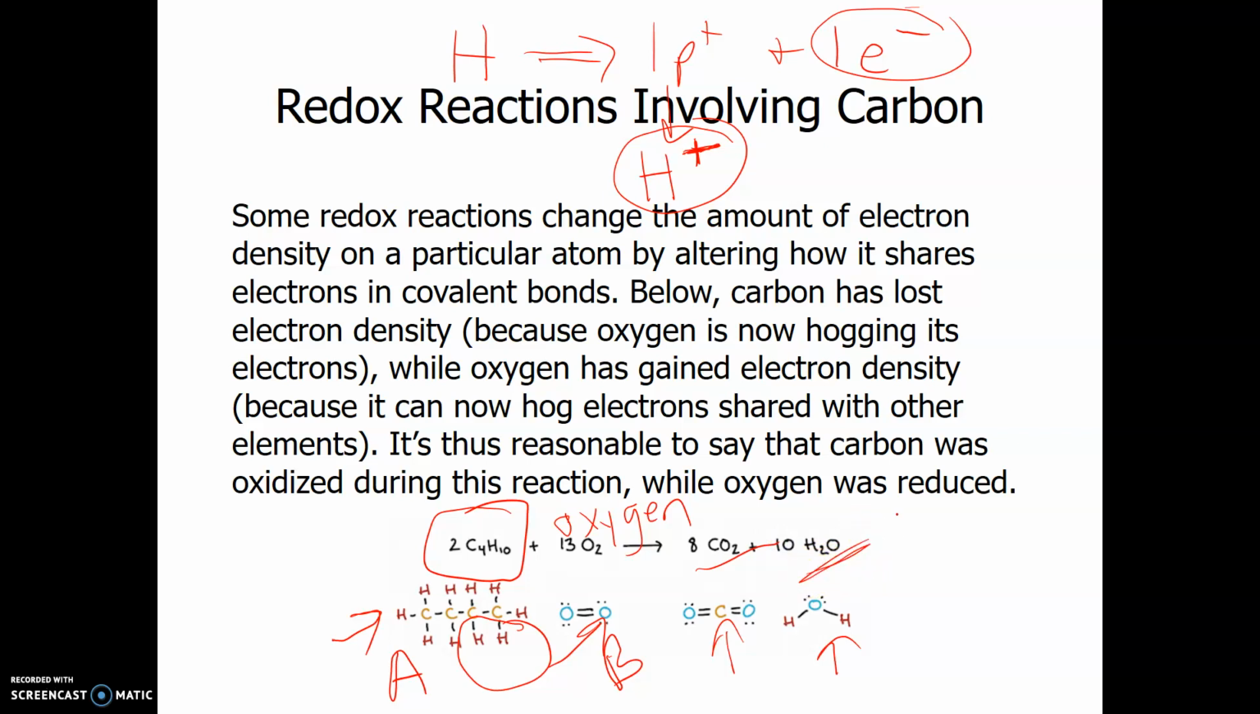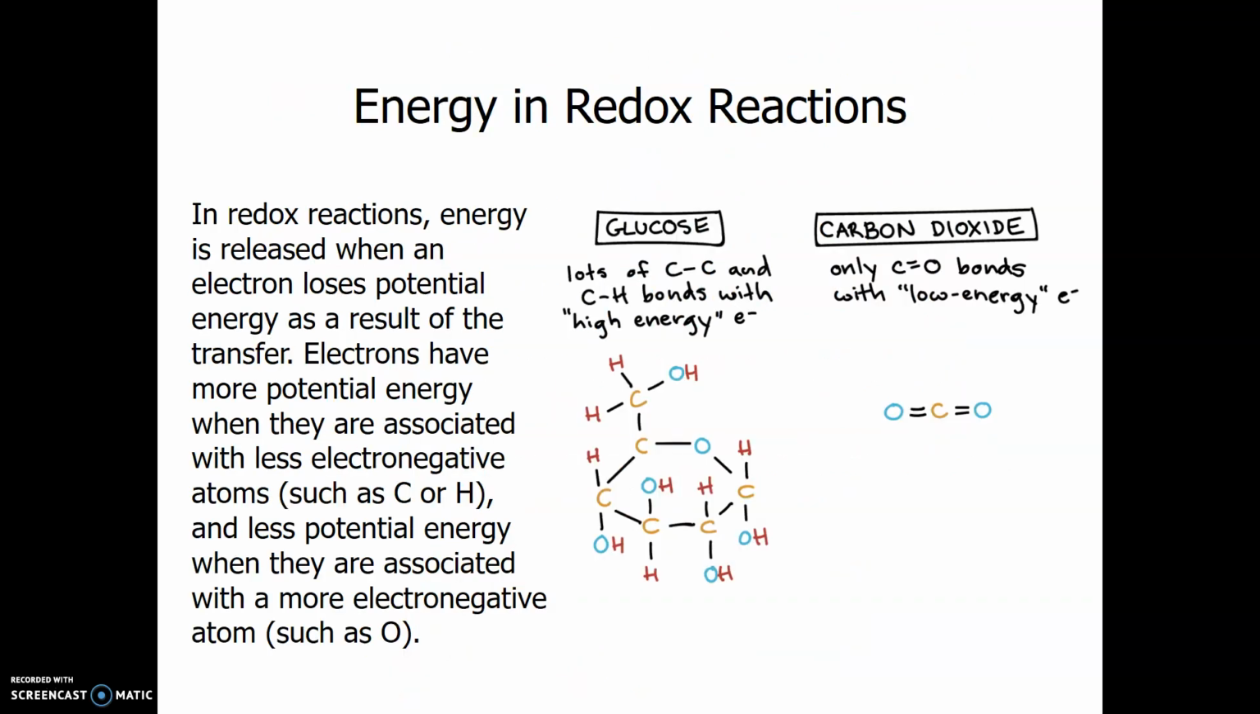So reduced means it's going to gain some of the hydrogen atoms. Okay, so energy in redox reactions. Glucose contains lots of energy. This is the structural formula for glucose. We already looked at the chemical formula, C6H12O6. Glucose is eventually broken down into carbon dioxide and water. So basically the redox reaction that does that is called cellular respiration.